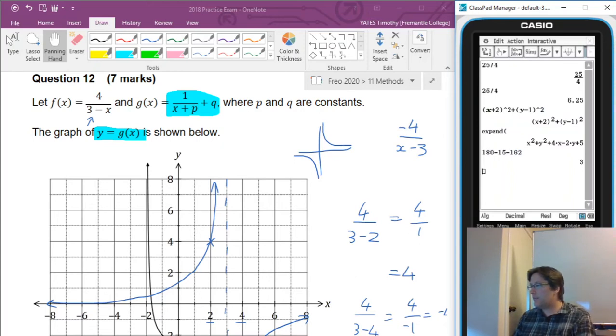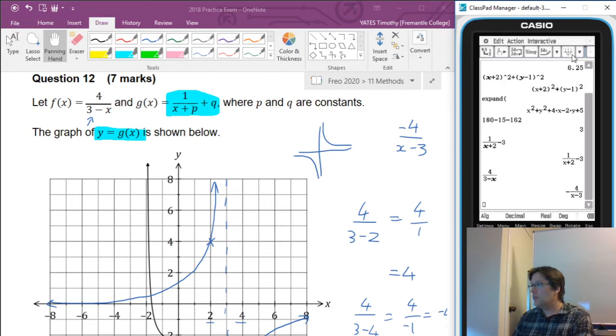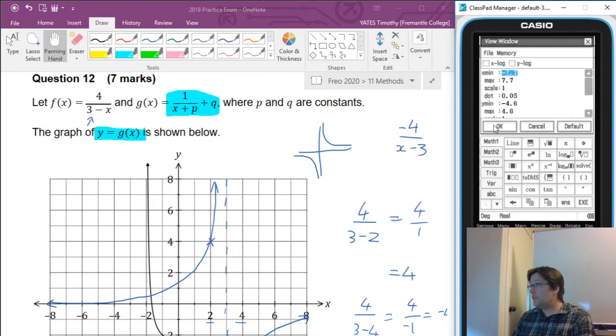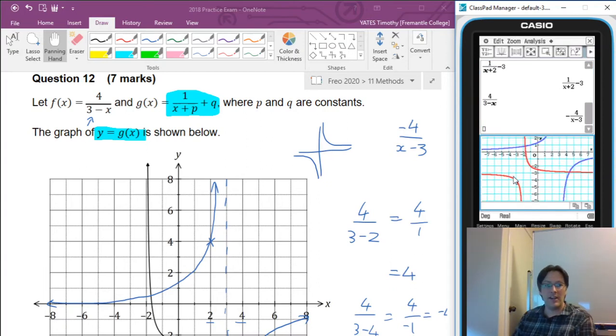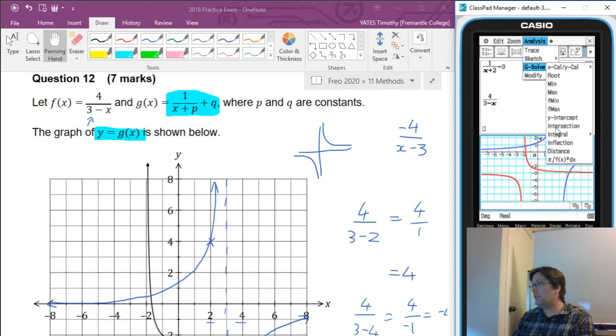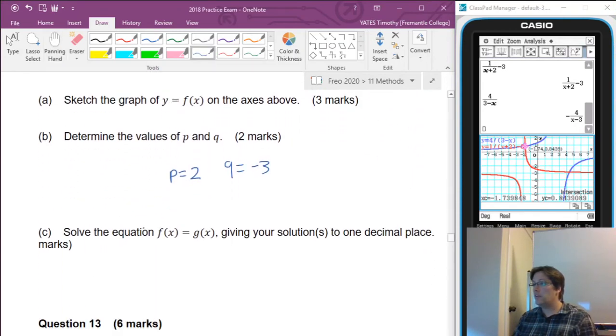So that is going to be, and I'll write it as a proper fraction, 1 over x plus 2 minus 3 is one of our equations, and the other one was 4 over 3 take x, and I'm going to do the default setup. There we are. Okay, perfect. So I did it properly this time. This looks exactly like we expect it to. And so let's solve that. We go to analysis, gsolve, intersection, and we can write those ones down there. So what are our intersection points? And remember, we're interested in the x value, not the y value.